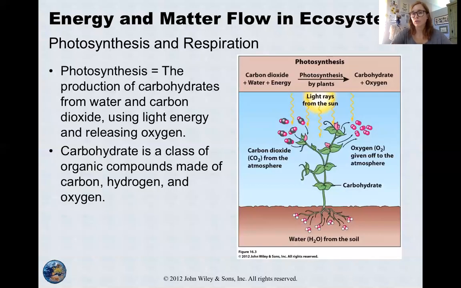Photosynthesis is how those plants take the sun's energy and turn it into a carbohydrate. So it's how they produce carbohydrates. They take water, they take carbon dioxide, they use energy from the sun, they release oxygen, which is not so nice of them because then we breathe it in. They sequester carbon into the soil and they become food. So a carbohydrate is a class of organic compound that's made of a little carbon, a little hydrogen, and a little oxygen.